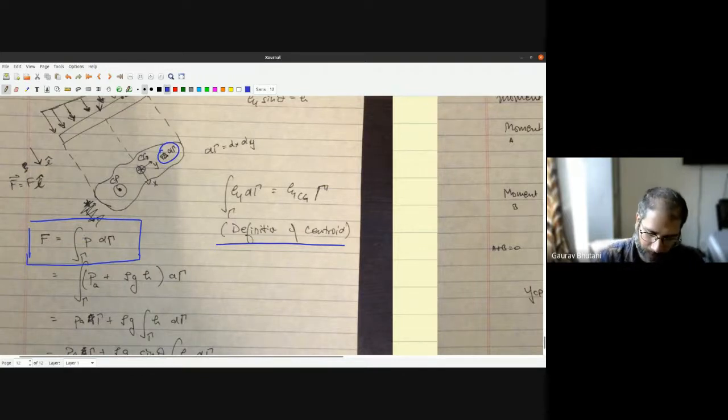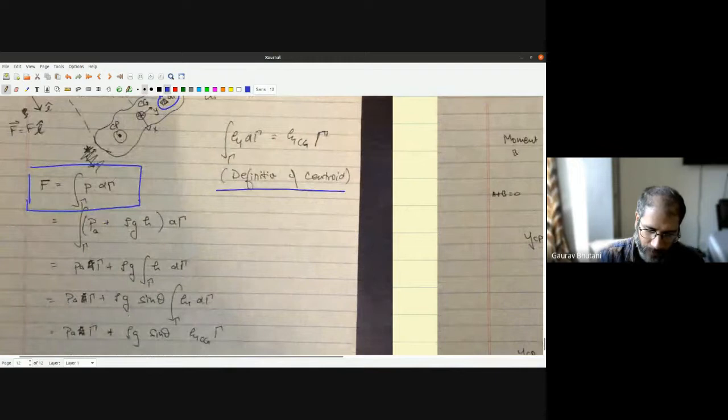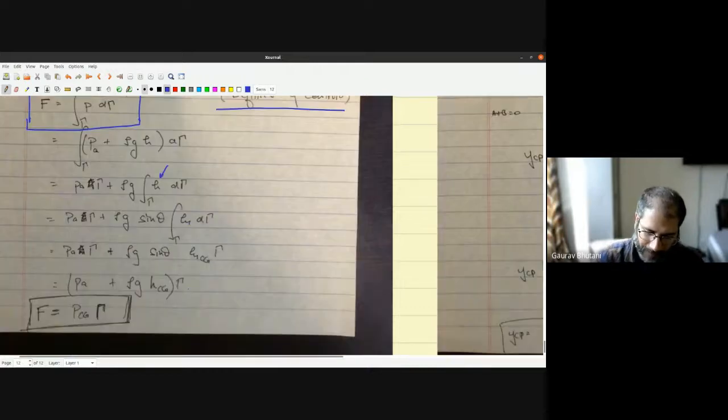So I can then do a couple of steps. I write the h, which decides what the hydrostatic pressure is, and then I replace that with a coordinate transformation in terms of xi and theta. And it helps us.